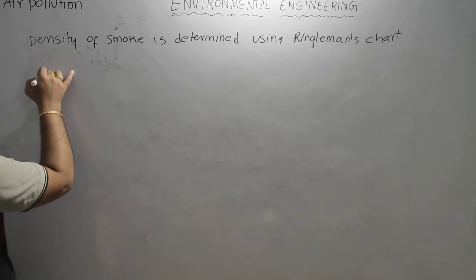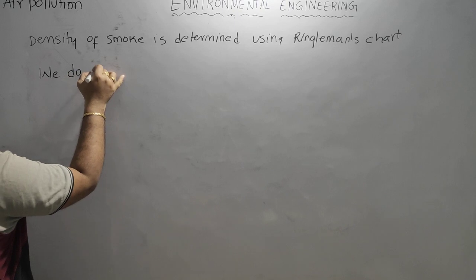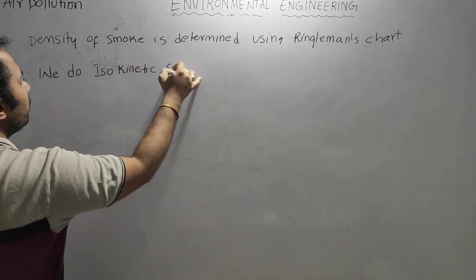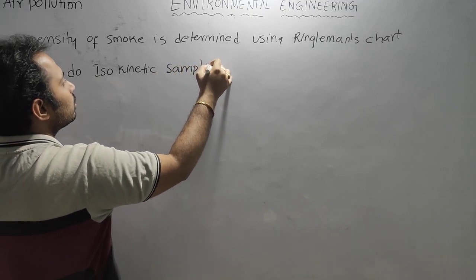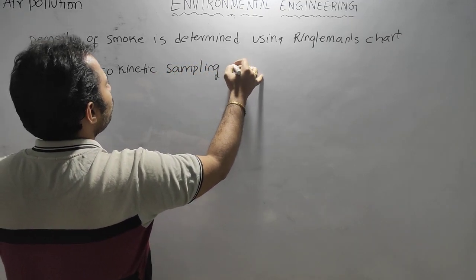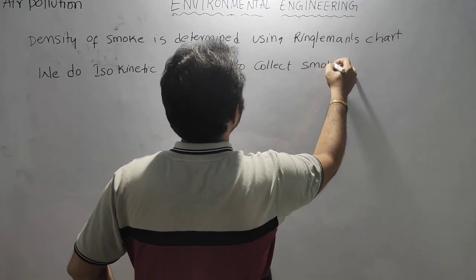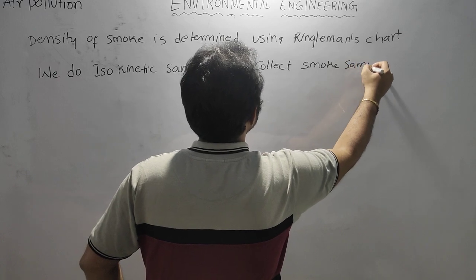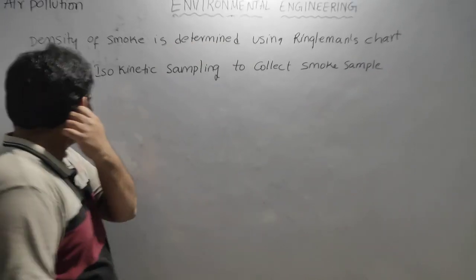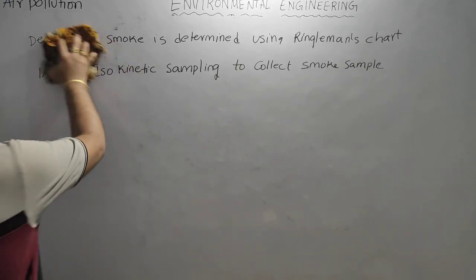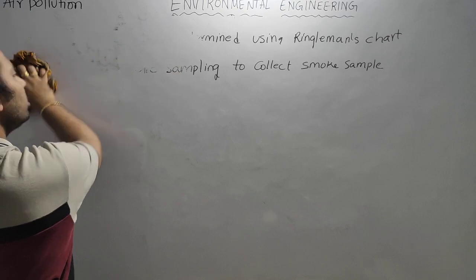So we do isokinetic sampling to collect the smoke sample. So this is all about the plume and its properties and its rise models and its height.